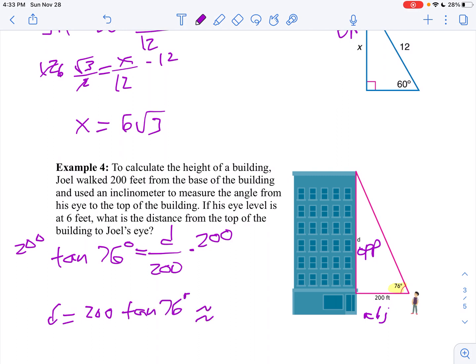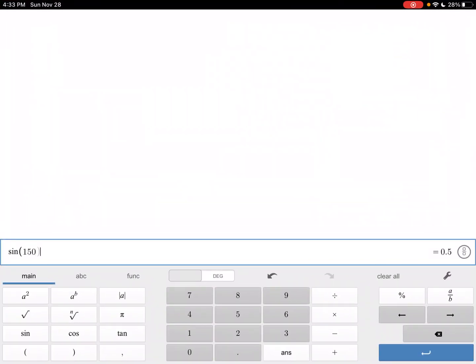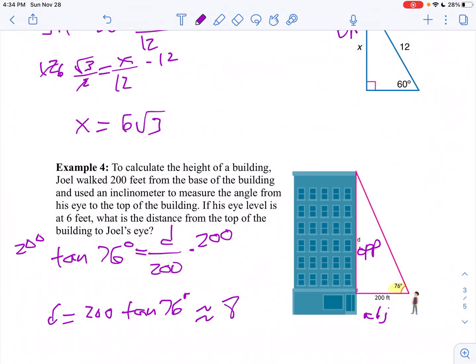And when I round that, it doesn't tell me what to round it to. I'm going to round it to the nearest foot because everything I have is to the nearest foot. So if I use my calculator now, make sure you're in degrees. You can see that because you have the DEG right there. So I'm going to say 200 times the tangent of 76 degrees, and that's about 802. So that's about 802 feet. And that's what we'll have to do with that one.